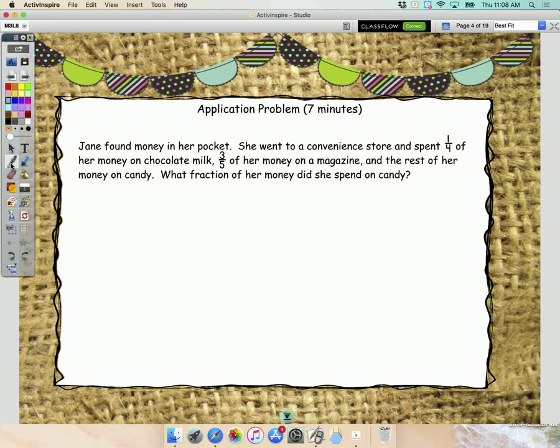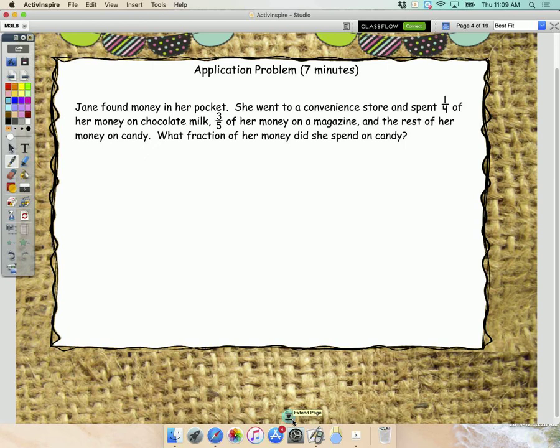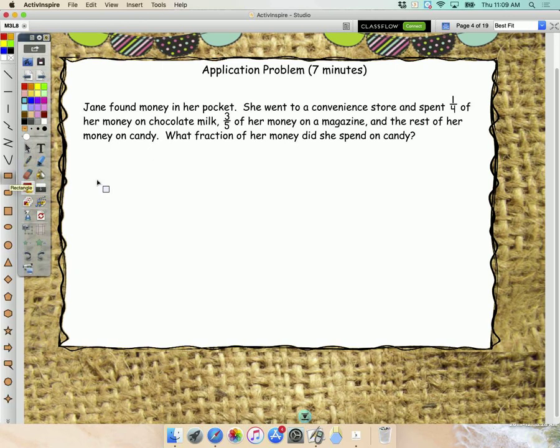She went to a convenience store and spent 1/4 of her money on chocolate milk, 3/5 of her money on a magazine, and the rest of her money on candy. What fraction of her money did she spend on candy? Okay, so right now I'm thinking, tape diagram, what do you think? Maybe. Yeah. So you don't need to make it that huge, just probably about that big.